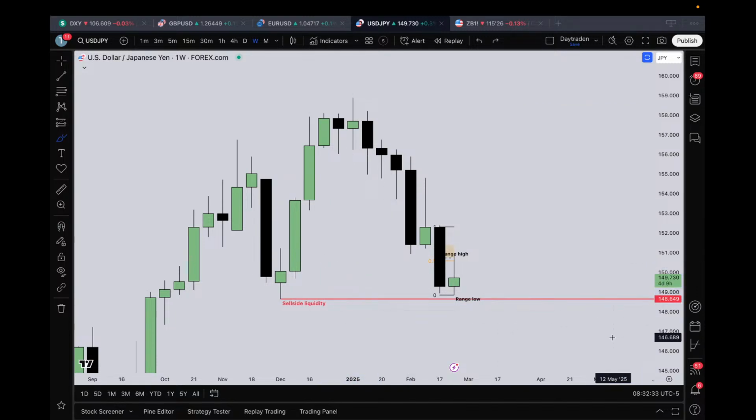which is at 148.649. That is the overall longer term bias. I do think it should be relatively easy for USDJPY to smash that this week.